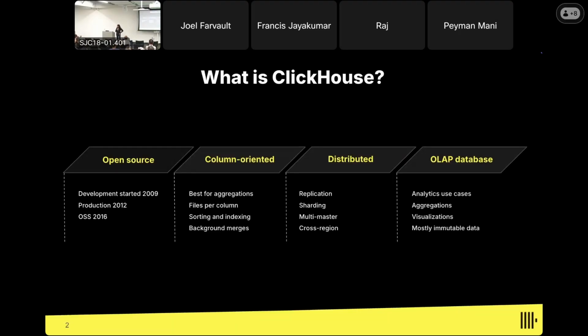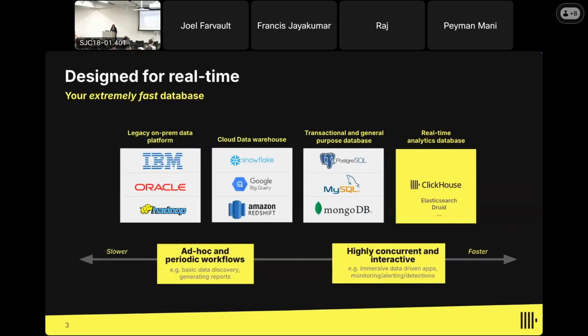So yeah, ClickHouse is an open source, column-oriented distributed database. We've been open source for over a decade. The origins of ClickHouse were around the need for real-time interactive dashboarding use cases. And the best way to paint the picture of where it fits in with the broader database ecosystem is to look at the evolution.